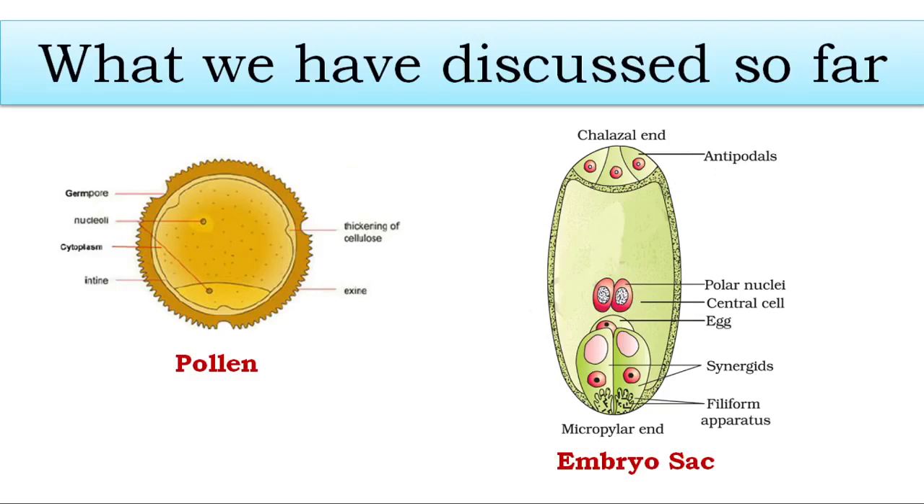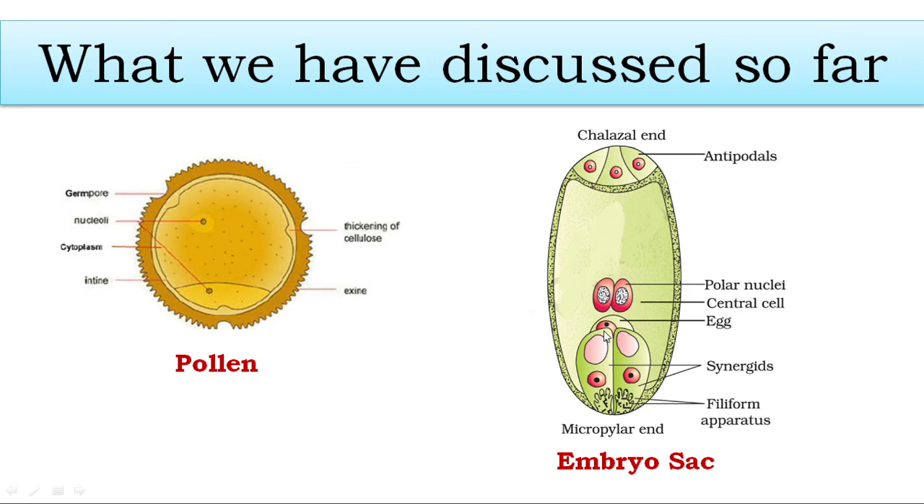So far in our chapter number 2, sexual reproduction in flowering plants, we have been discussing the male reproductive part and the female reproductive part of the flower. We have also discussed the formation of the male gametophyte, that is pollen grains, and the formation of the female gametophyte, that is the embryo sac. Now remember, inside the pollen grain we have the male gametes, and inside the embryo sac we have the female gamete.